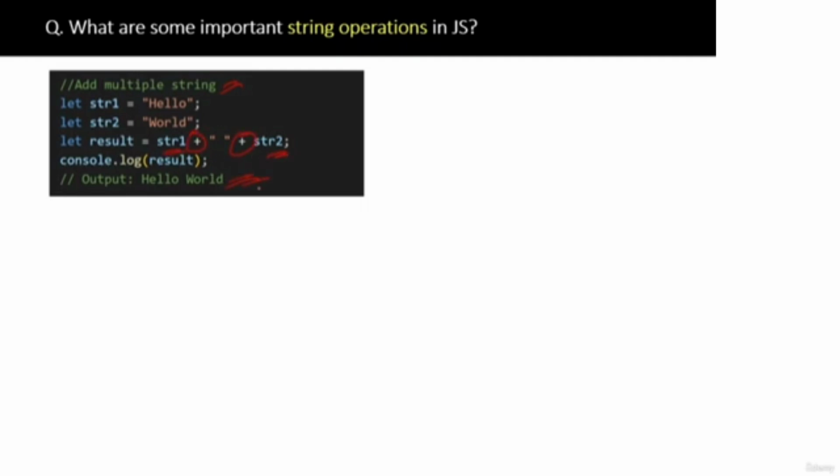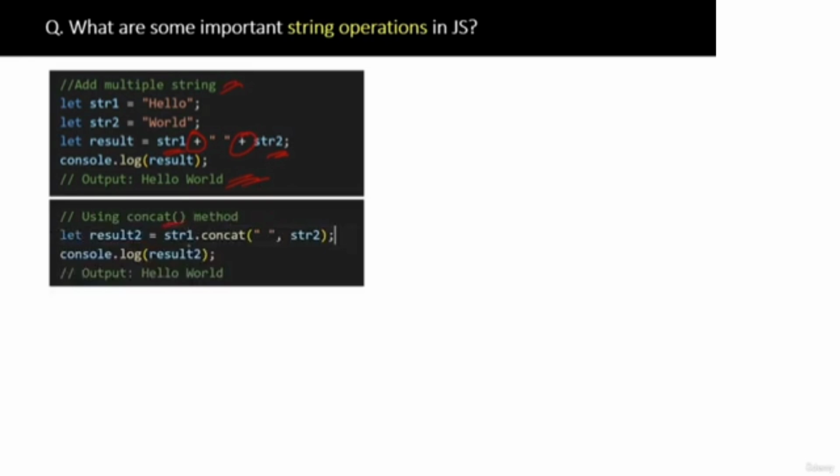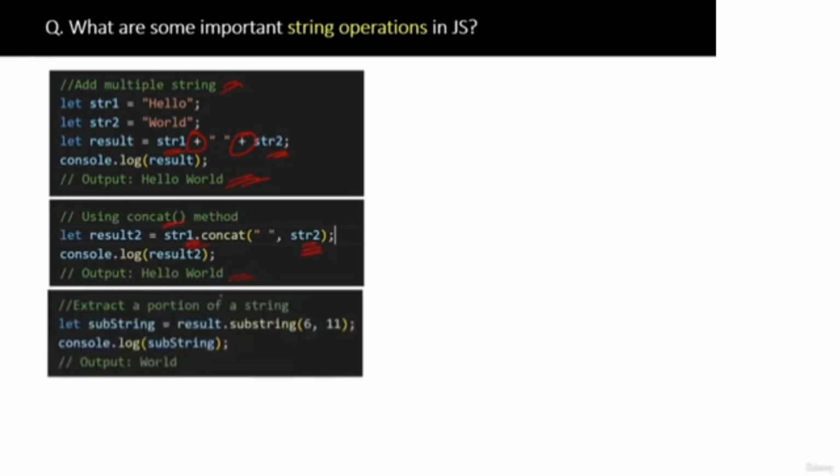The second is using the concat method to concatenate two strings. Then this third string operation uses the substring method. Here, if the value of the result is hello world, then the substring method will take the starting index as the first parameter and the end index as the second parameter. That is, substring from 6 index to 11 index will be stored in the substring variable. So that will give world as the output.